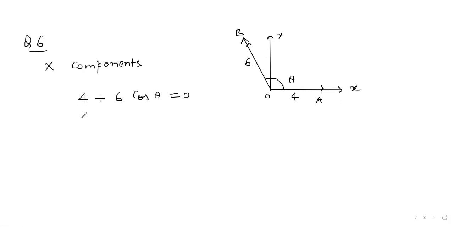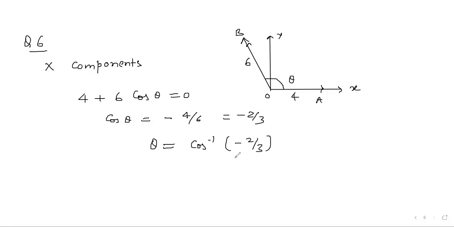So we can evaluate the angle. Our concern is to get theta. So cos theta will be equal to minus 4 by 6, that is minus 2 by 3, or theta equal to cos inverse minus 2 by 3.